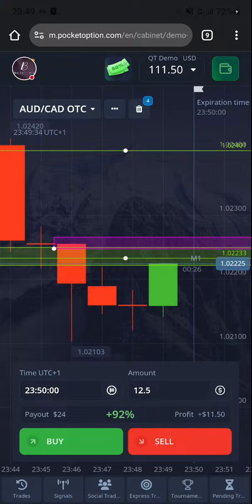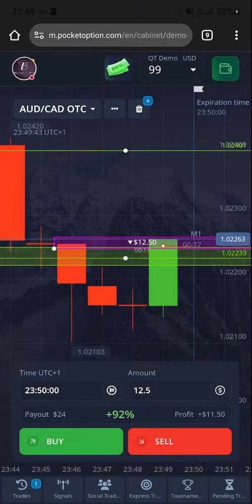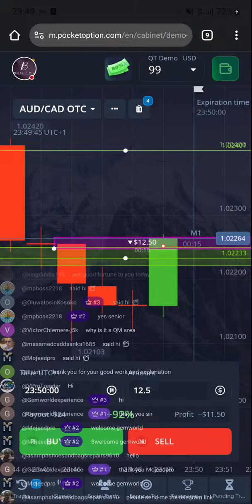We almost missed this trade now. Oh, come on. Okay, good. I'm expecting a pullback from here.